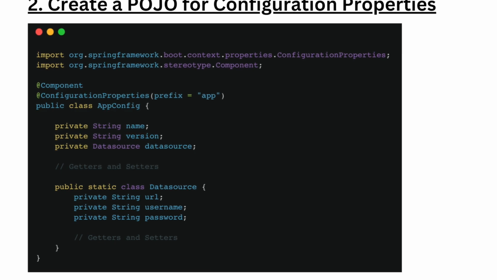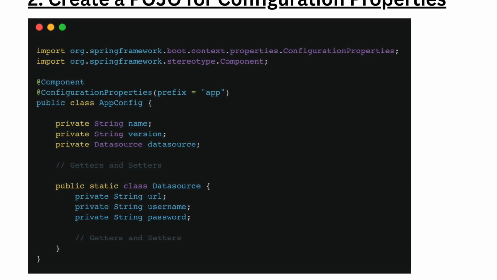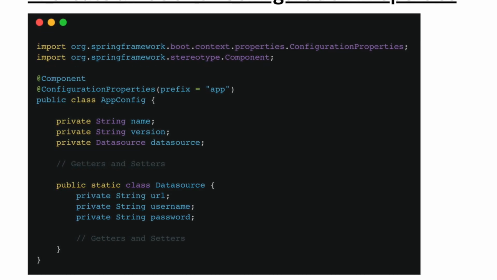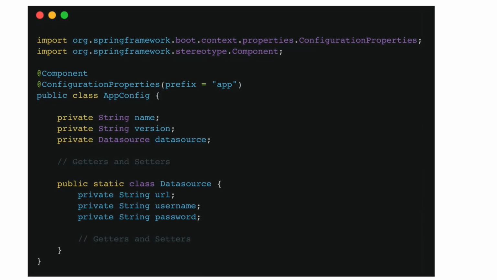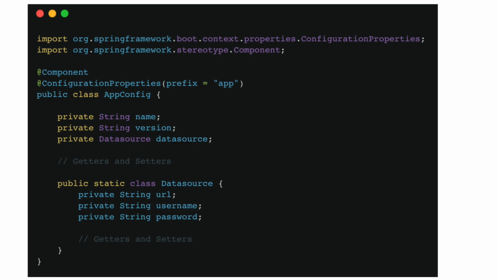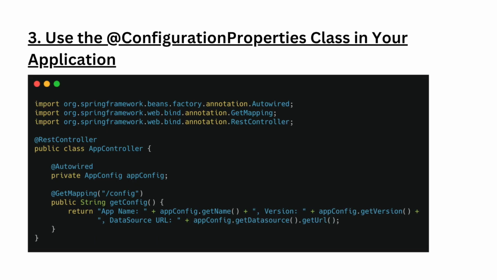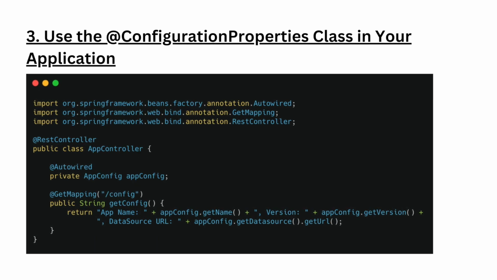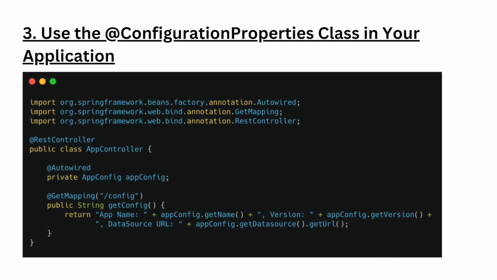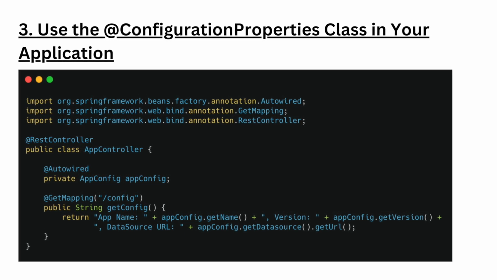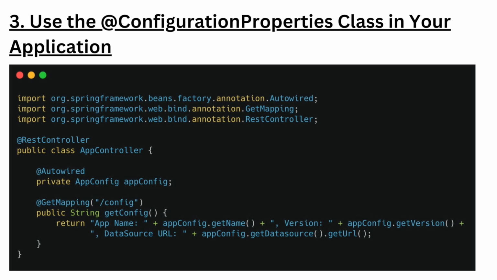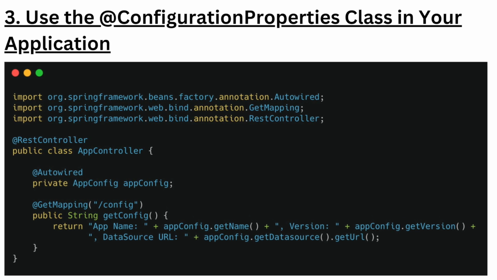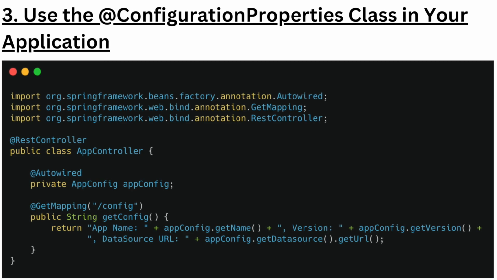Now use the ConfigurationProperties class in your application. Spring Boot automatically binds the values from the application properties or YAML to the fields in the AppConfig class. Here in the AppController you can see that when you access the config endpoint, it will return the values from the application.properties or YAML that are bound to the AppConfig class. Alright, so this all happens automatically.